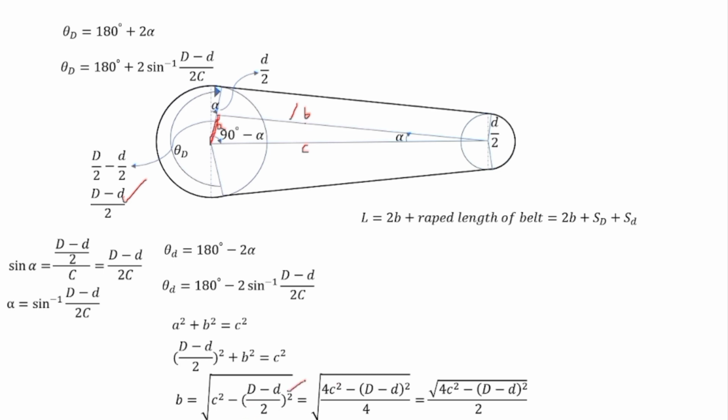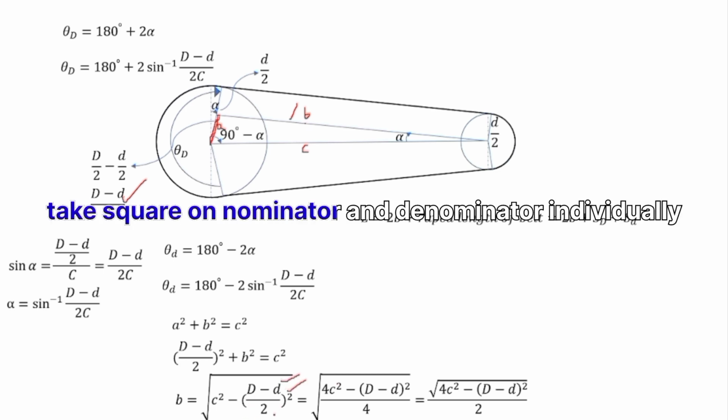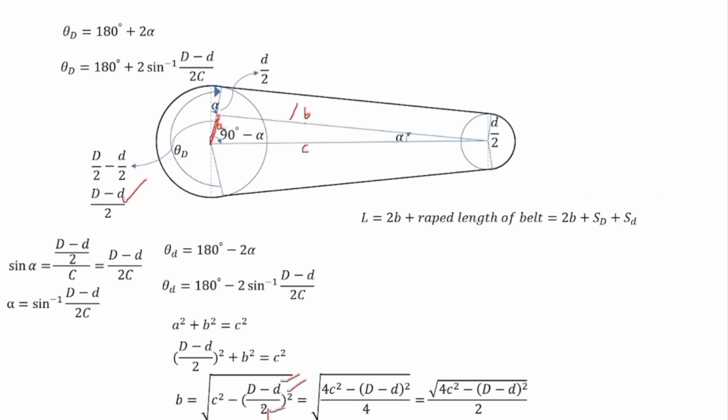So if you take this square on this one and this one, 2 will give you 4, and after that take LCM, that will be multiplied over here with this c square, so you will get 4c square. And after that take this square root on numerator and denominator. And in the denominator, since you have 4, the root of 4 is going to give you 2. So this is the formula that is used to find out the value of b.